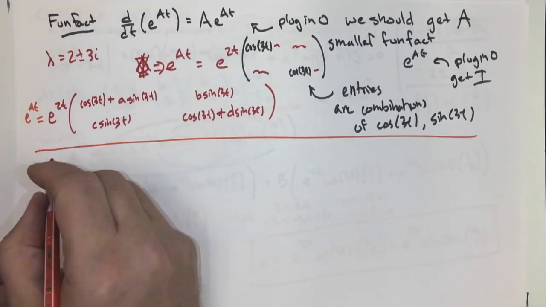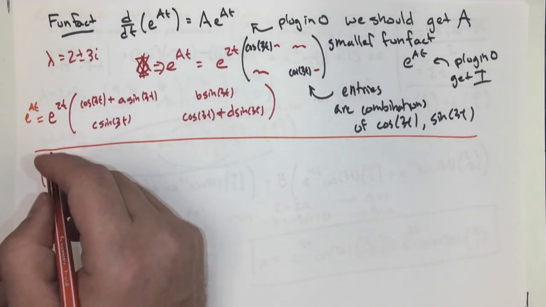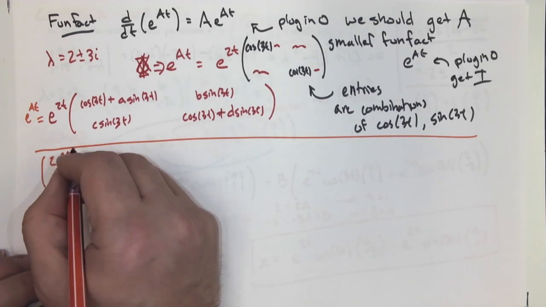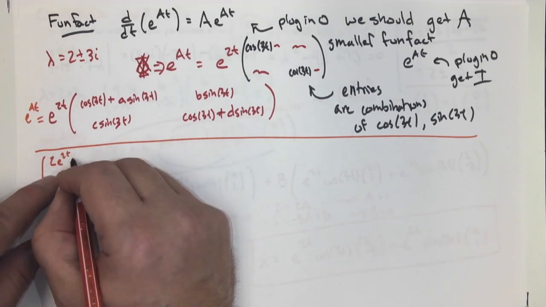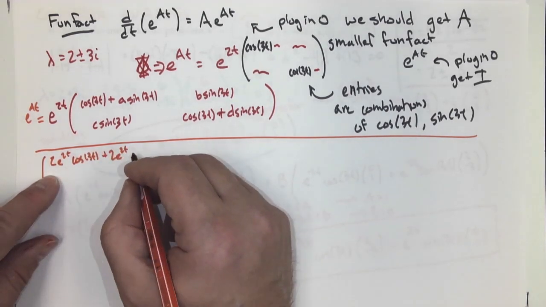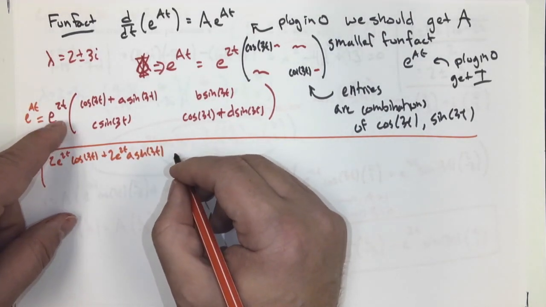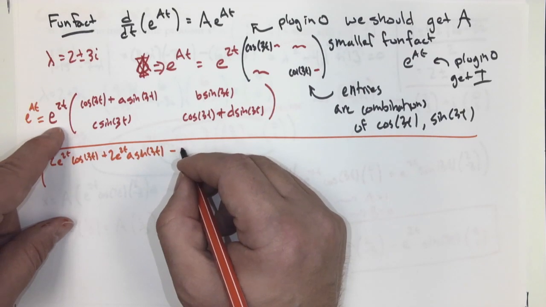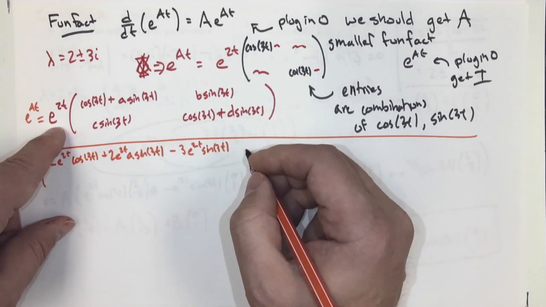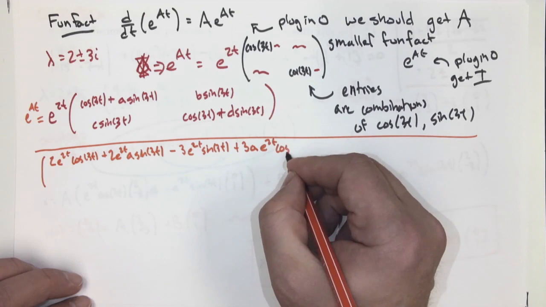Okay, so when we take this derivative, I'm going to multiply the e to the 2t inside. You'll get 2 e to the 2t times cosine 3t plus 2 e to the 2t a sine of 3t. You get a lot of stuff here, so you have to be very patient. But most of it's going to go away. Minus 3 e to the 2t sine of 3t. And then plus 3a e to the 2t cosine of 3t.